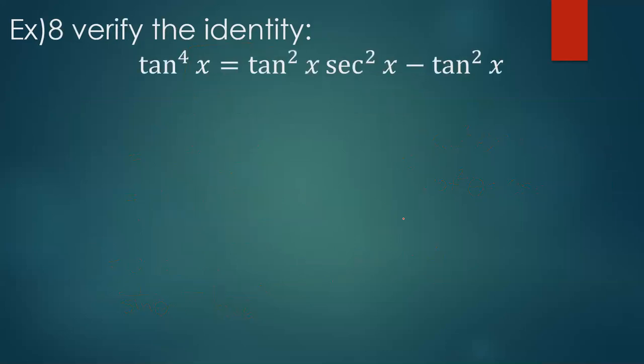Okay, I think two more and then we're done. So it says verify the identity. So which side would I pick? I think you're gonna pick the more complex side, so I'm gonna pick the right side.